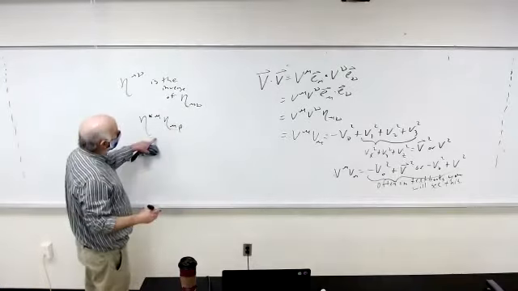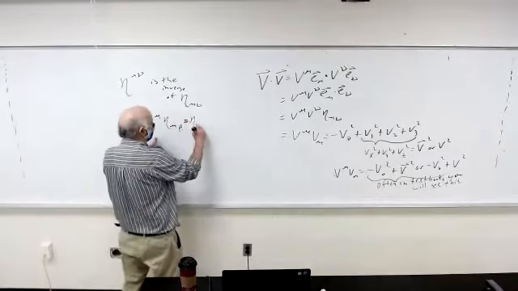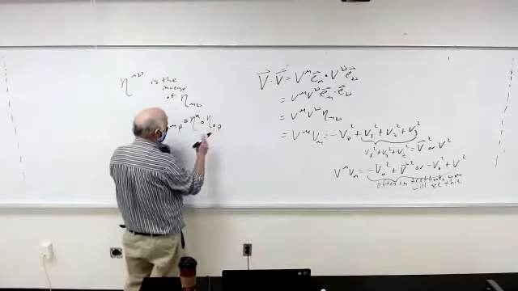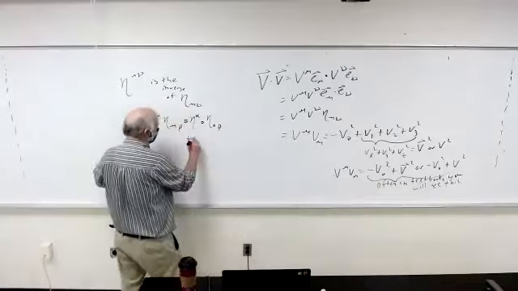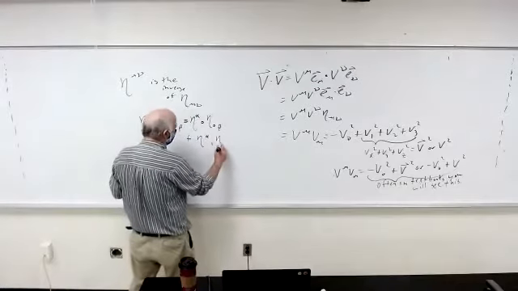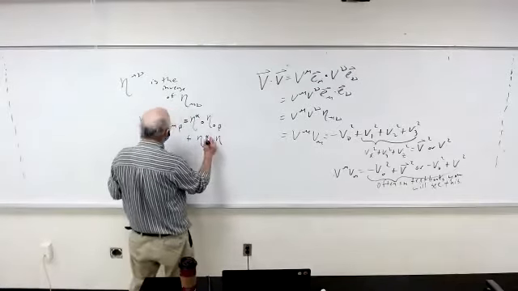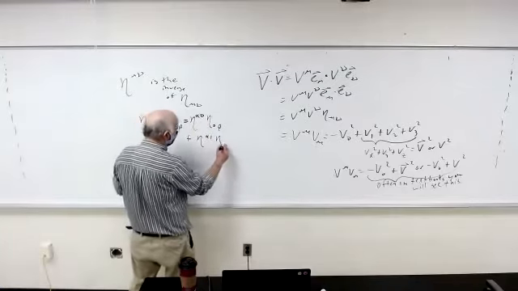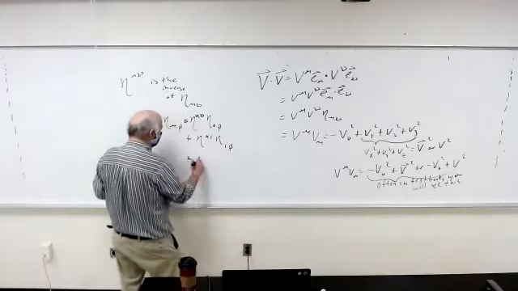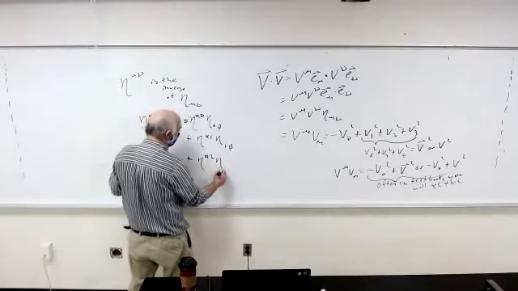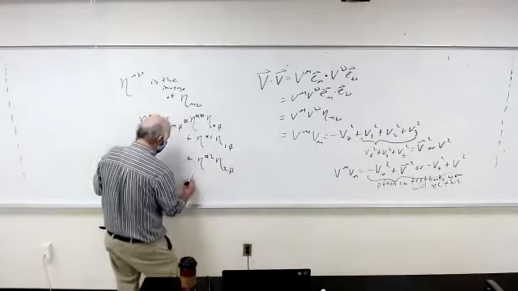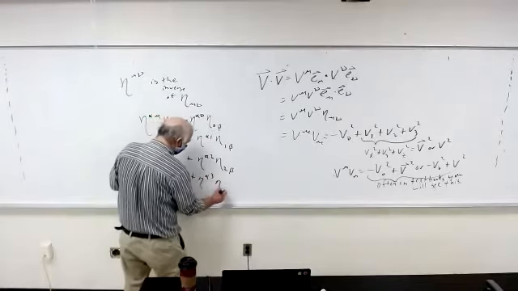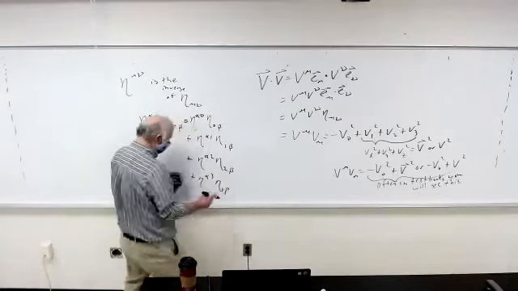Okay, so let's say we had something like this. Really what would this be? This would really be eta alpha 0, eta 0 beta, plus eta alpha 1, eta 1 beta, plus eta alpha 2, eta 2 beta, plus eta alpha 3, eta 3 beta. That's what that means.